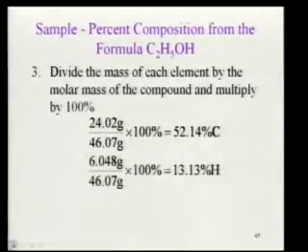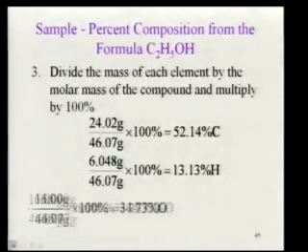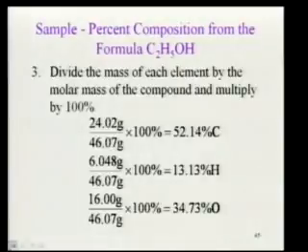Hydrogen or oxygen? Hydrogen was 6.048 divided by the whole, the same whole as up here. You get 13.13% hydrogen. 16 grams was how much oxygen we would have in 1 mole of oxygen, divided by 46.07 grams for the whole. You would get 34.73. So you could see that most of the weight is due to carbon, then oxygen, then a lesser amount due to hydrogen. That's how you can come up with percent composition. That's assuming that you know what your chemical formula is. Okay?